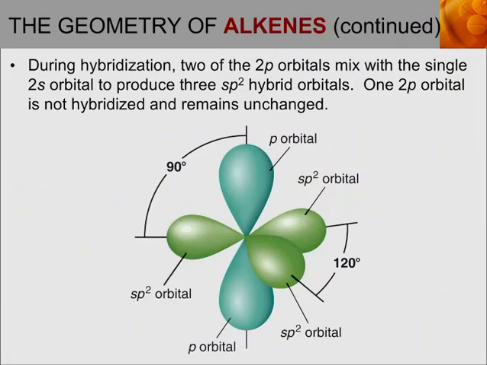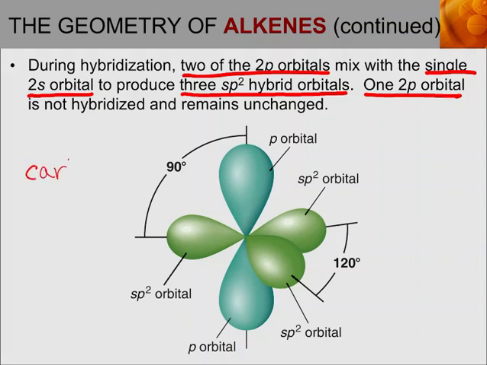So we said that during hybridization for alkenes, 2 of the 2p orbitals will mix with our single 2s orbital, and we end up with 3 sp2 hybrid orbitals. That's going to leave 1 2p orbital unhybridized. So down below, let's pretend that this is a carbon atom, and the nucleus is right in the middle here. We said that we have 3 sp2 hybrid orbitals that have formed. So those are going to be in the middle, kind of in a circle around the center.